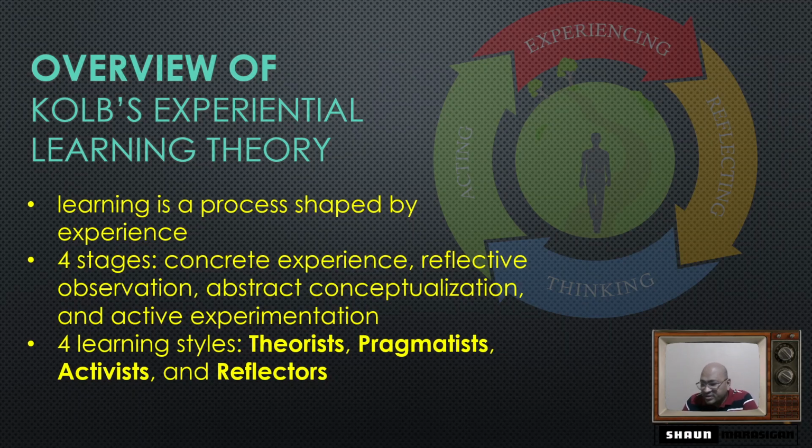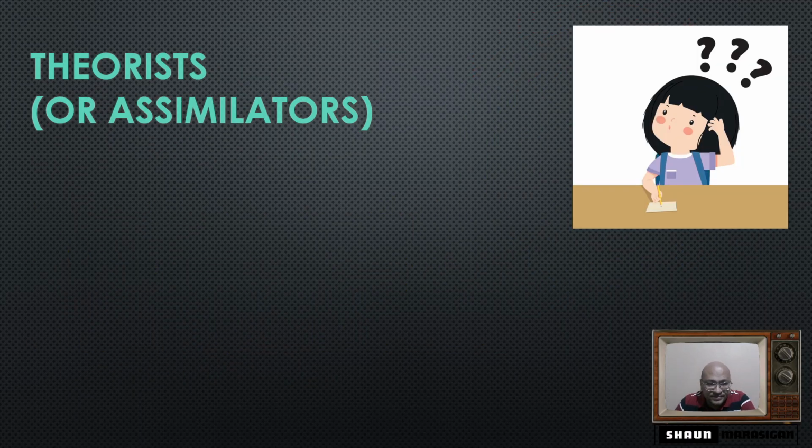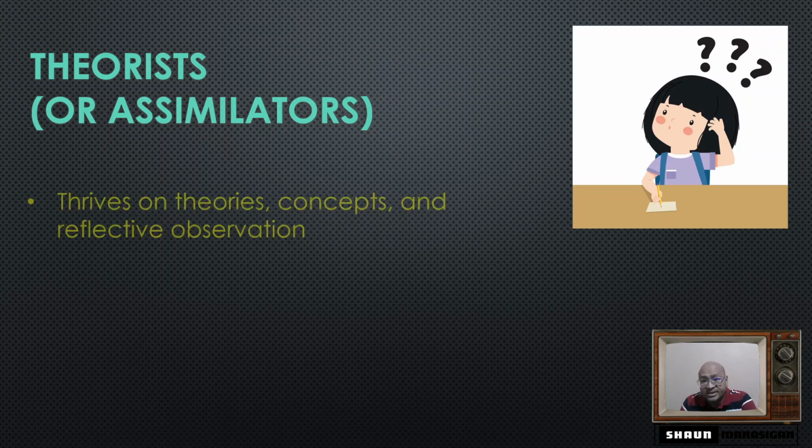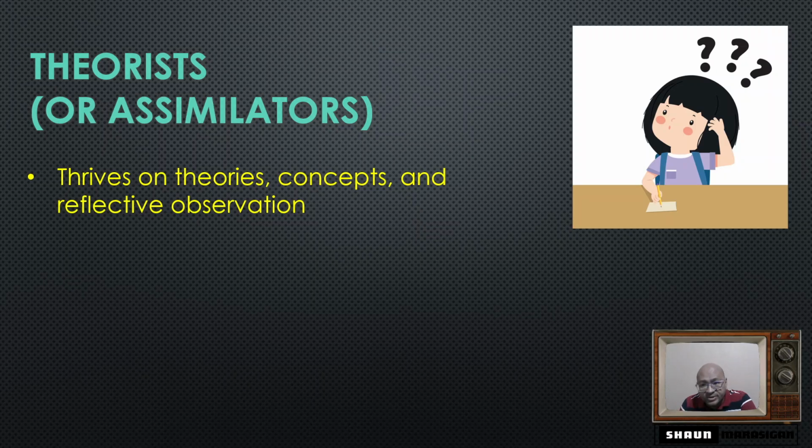So we have the theorists, pragmatists, activists, and reflectors. But in my report, again, just like what I mentioned, we'll only focus on the first two: theorists who are reflective learners and pragmatists who are more action oriented. So let's begin with theorists. These learners highly value abstract conceptualization, meaning to say they thrive on theories and concepts.